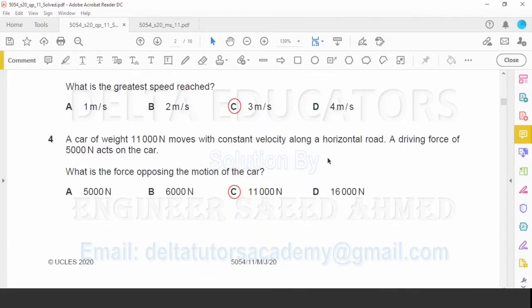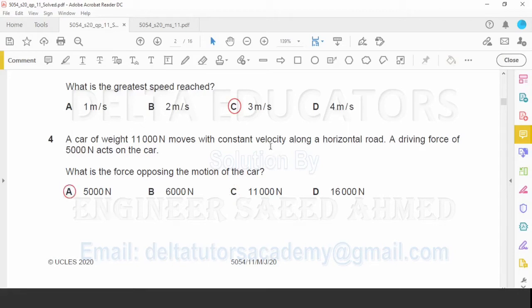Question number 4. A car of weight 11,000 Newton moves with constant velocity along a horizontal road. A driving force of 5,000 Newton acts on the car. What is the force opposing the motion of the car? It is given here the car is moving with a constant velocity, so resultant force is equal to 0. There is no opposing force. The car is moving only with a force of 5,000 Newton, and 5,000 Newton is given in option A. So our correct option is option A.